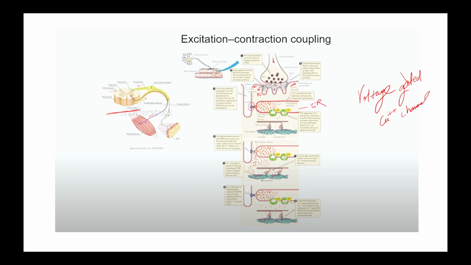Okay, so this voltage gated calcium channel is present on the plasma membrane, and on the endoplasmic reticular membrane we have a ryanodine channel, and these two channels are linked with each other. In the normal condition, when there is a negative charge on the plasma membrane, these two channels are linked with each other, and this ryanodine channel remains closed.